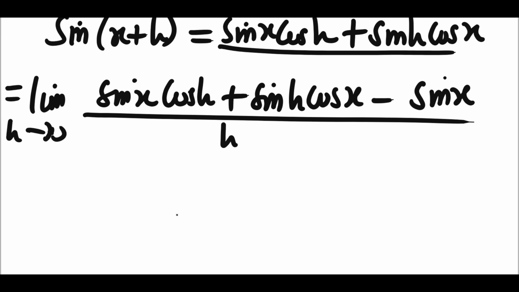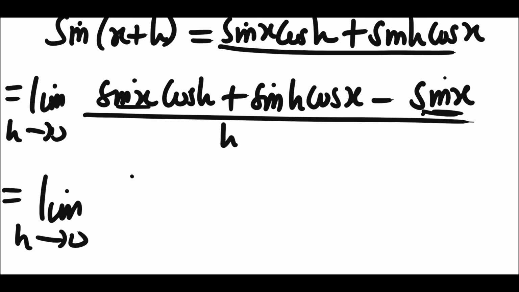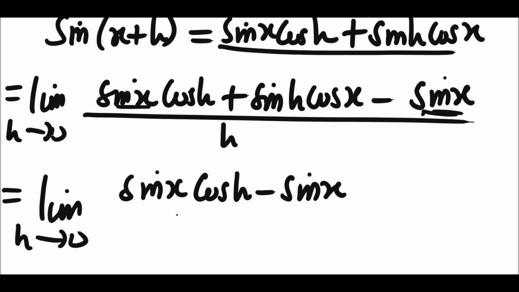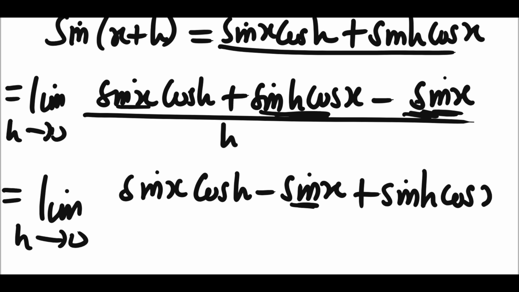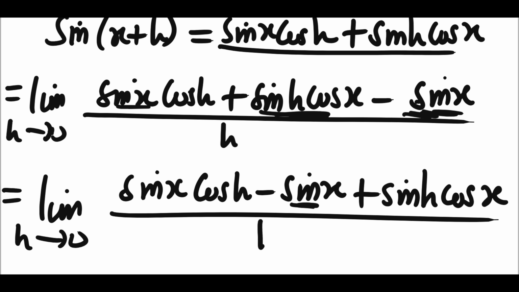All right. Now you will see that we can group like this. We have sine x here. We have another sine x here. So let us rewrite the expression. We have the limit as h approaches 0 of sine x cos h minus sine x. So this sine x is what we have here. So it's now left with this part of the numerator. So we are left with sine h cos x. All divided by h.